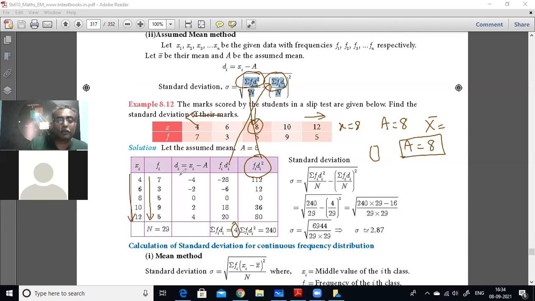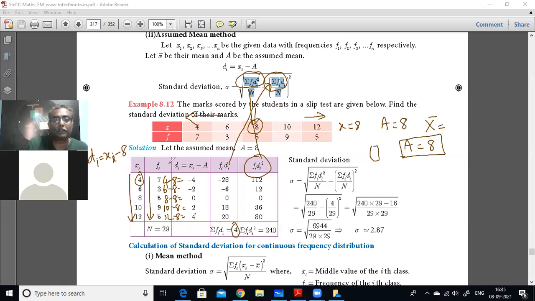Now what you have to do? di is equal to xi minus the assumed mean. The assumed mean is 8. So xi: 4 minus 8 is minus 4. 6 minus 8 is minus 2. 8 minus 8 is 0. 10 minus 8, how much? 2. Then 12 minus 8 is 4. So you got all this.